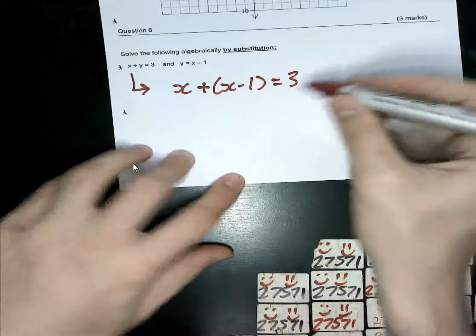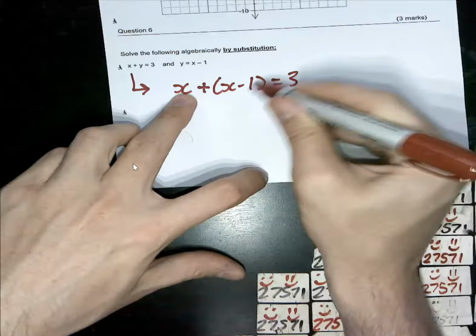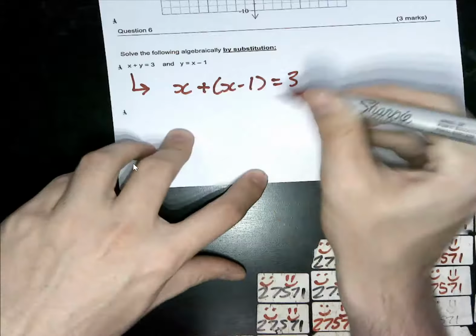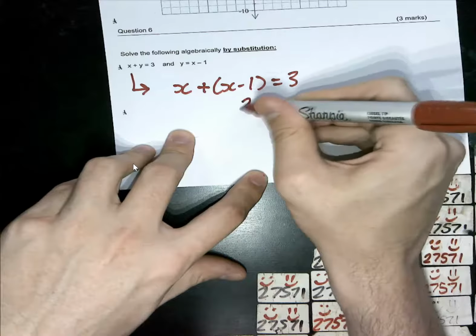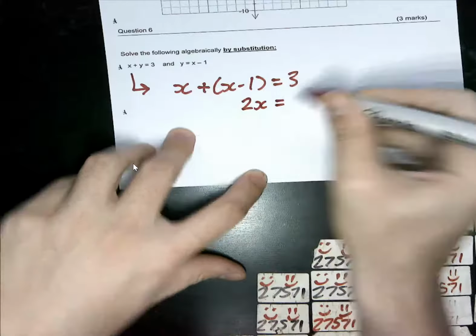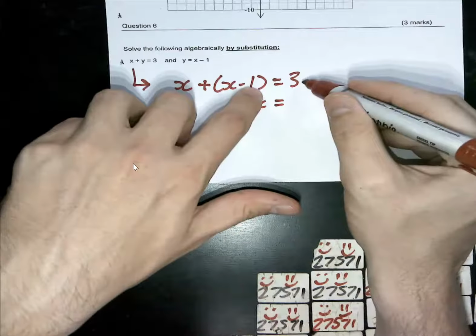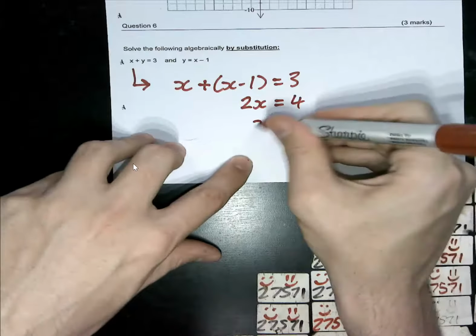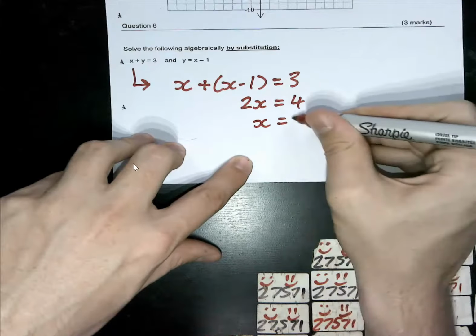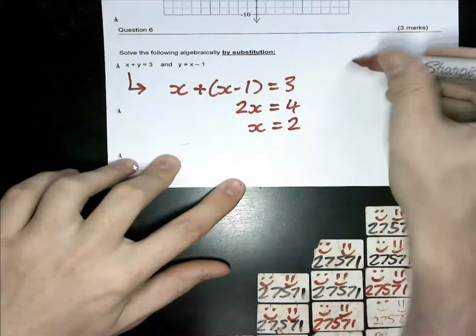Add all those together. Remember you don't have to expand the bracket because you're not multiplying, you're just adding, so the bracket can just disappear. So you end up with 2x minus 1 equals 3. Add 1 to each side to get rid of this negative 1. We'll need a 4 over here. Divide both sides by 2, you get x equals 2. Cool, so we've got our x coordinate, which is 2.